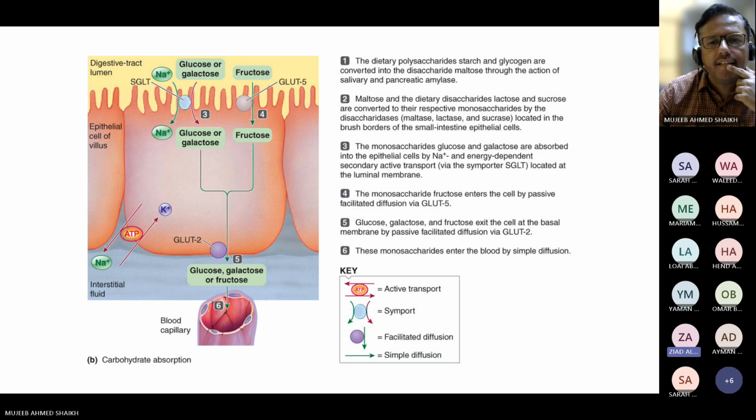So, doctor, the only transporter that requires energy is the sodium potassium transporter, right? Yes, the others do not require energy. That is why it is called primary.